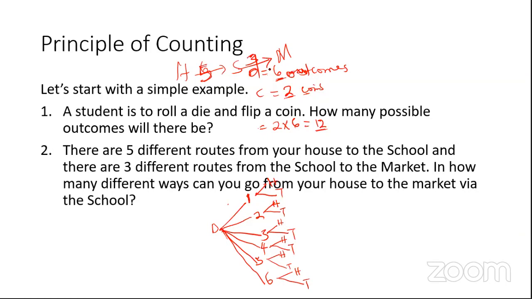So what do you think the answer will be? If I want to go from my house to the market via the school, I have to go through the school. I'm not going directly. I have to go through the school. So in how many possible ways? Using the principle of counting, very straightforward.